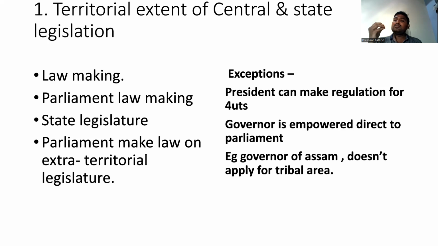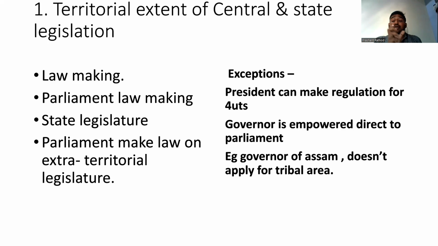Because Union territories are directly controlled by the central government, with the Home Ministry taking care of them. Then the second exception is that the governor is empowered to direct the application of acts of Parliament. But in the scheduled areas, the governor will not be involved, because there will be some autonomous bodies.